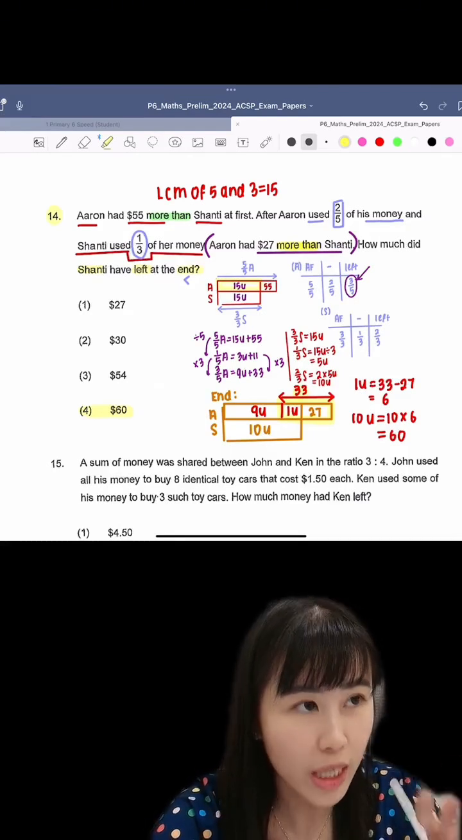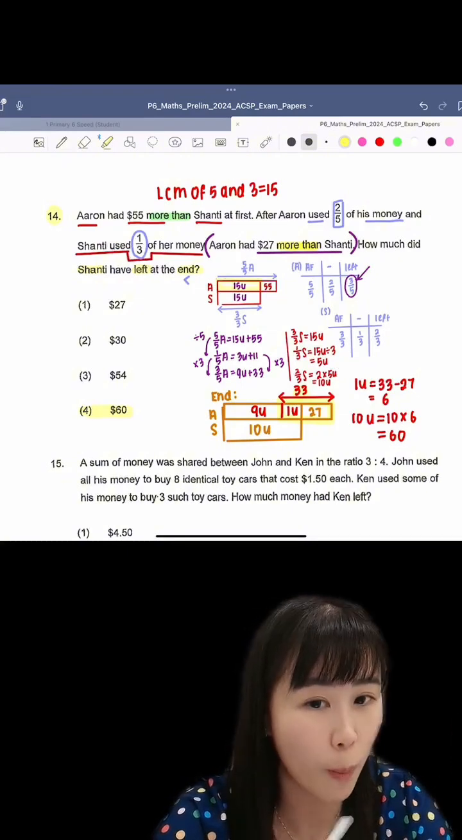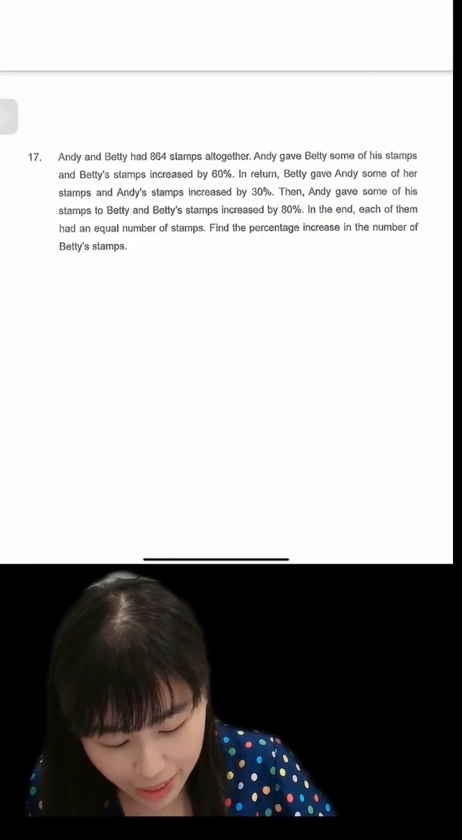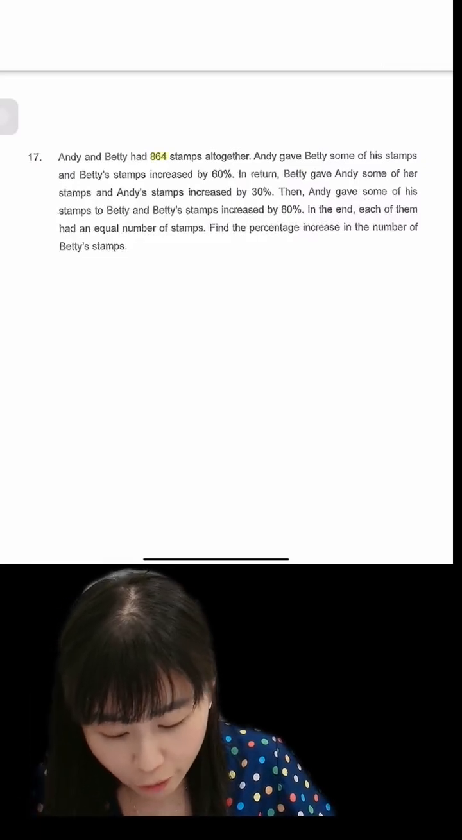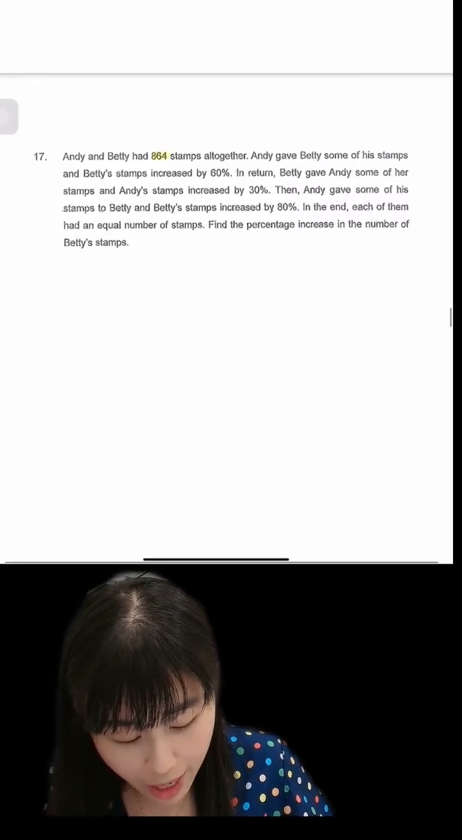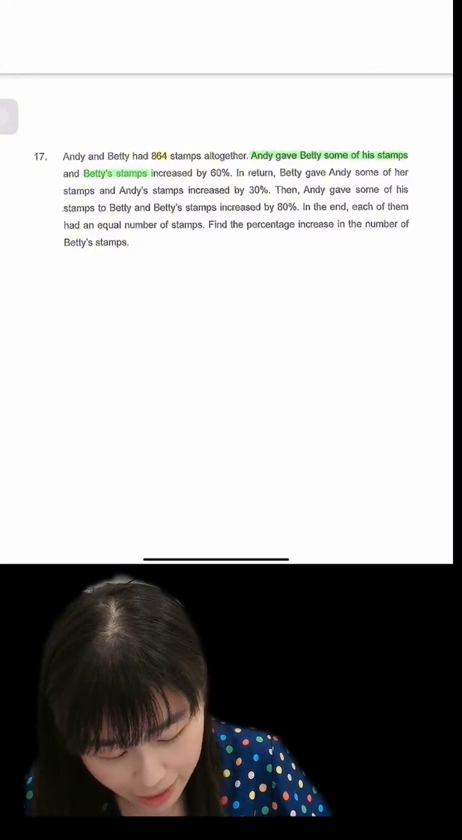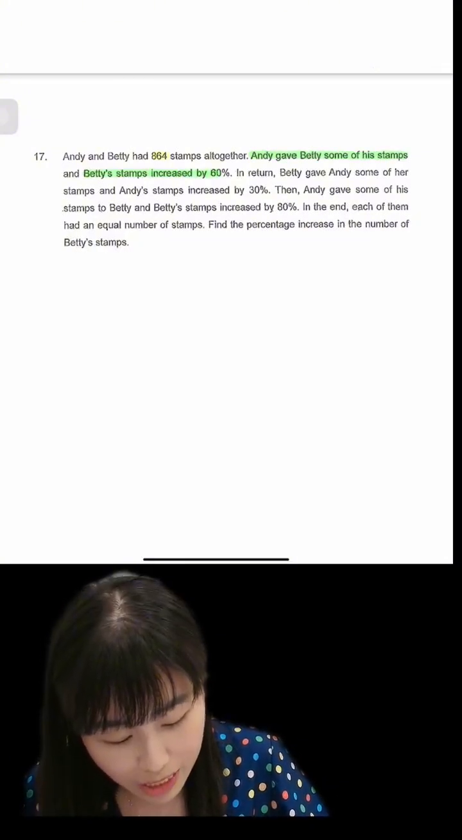It should be, usually it comes out in paper 2, like the 3 mark, 4 mark kind. Yeah. Okay. So we have Andy and Betty had 864 stamps all together. Andy gave Betty some of his stamps and Betty's stamps increased by 60%.